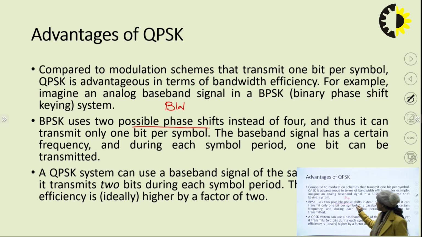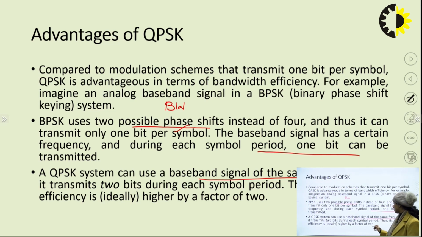BPSK uses 2 possible phase shifts instead of 4, and thus it can transmit only 1 bit per symbol. The baseband signal has a certain frequency, and during each symbol period 1 bit can be transmitted. Whereas in case of QPSK, we use a baseband signal of the same frequency, yet it transmits 2 bits during each symbol period. Thus, its bandwidth efficiency is higher by a factor of 2. QPSK is twice efficient as compared to BPSK in case of bandwidth, right?